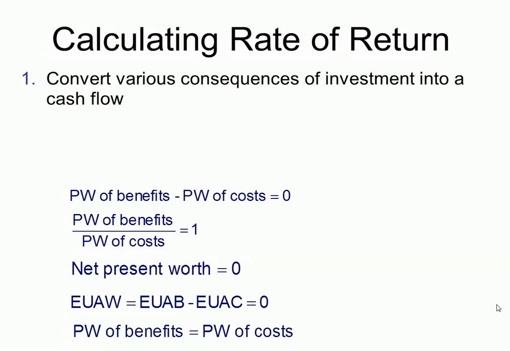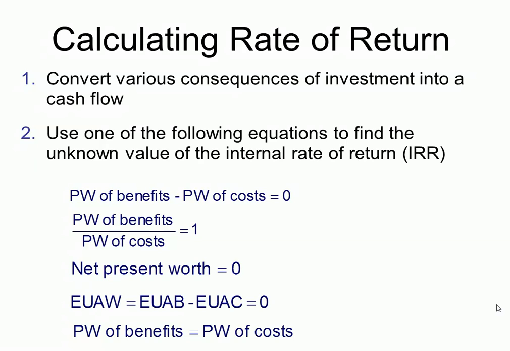So how do we calculate the rate of return? Well, first we convert various consequences of investment into cash flow. And then we use one of the following equations to find the unknown value of the internal rate of return. You can see there are many different ways to do it, and that's the beauty of engineering economics. There are so many different ways very often to solve the same problem. Isn't it awesome? Here, this is basically net present worth equal to 0. If net present worth is 0, and from that equation we find the interest rate i, then we found the internal rate of return.